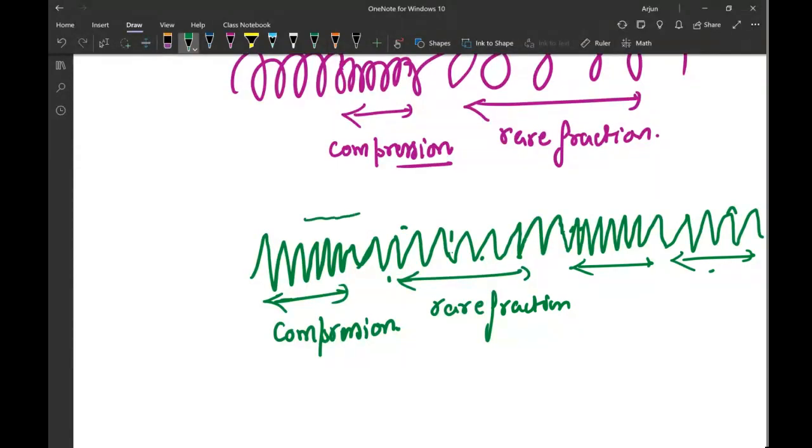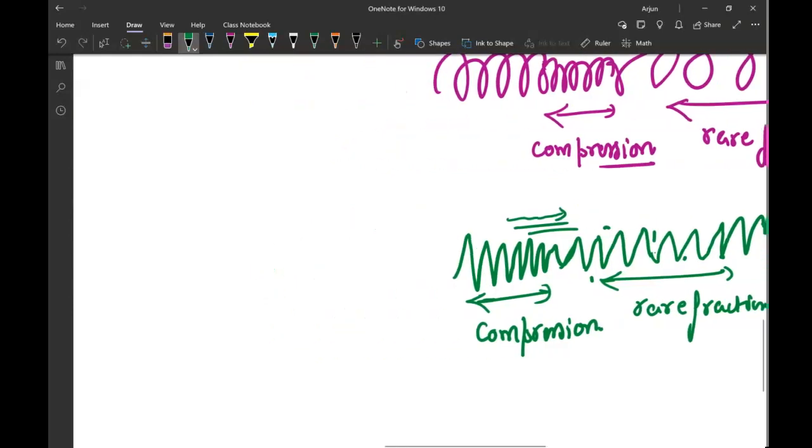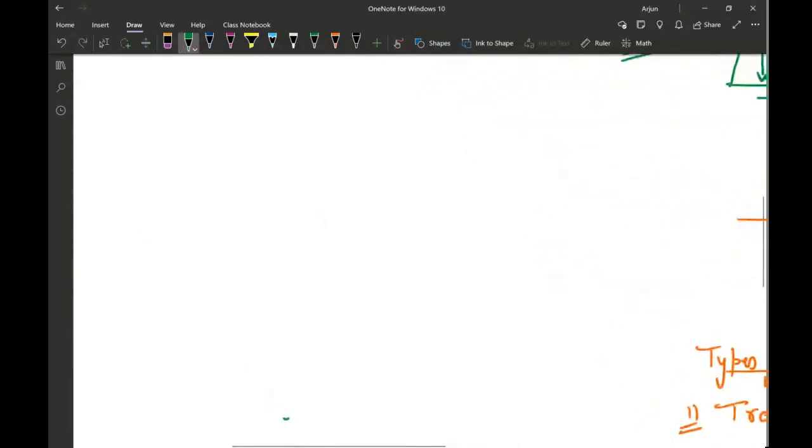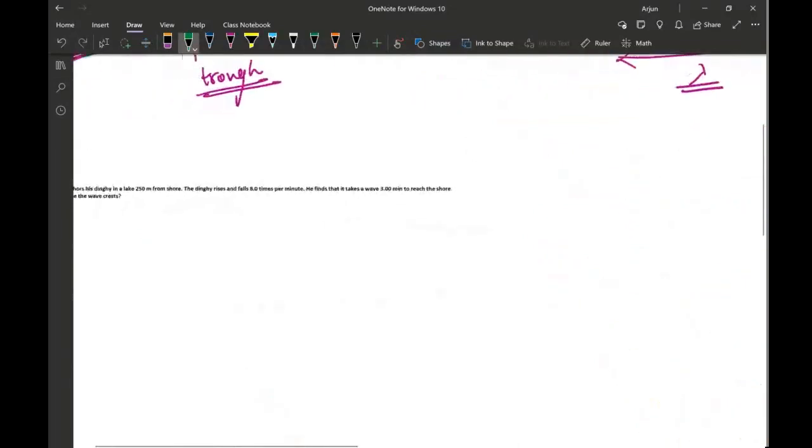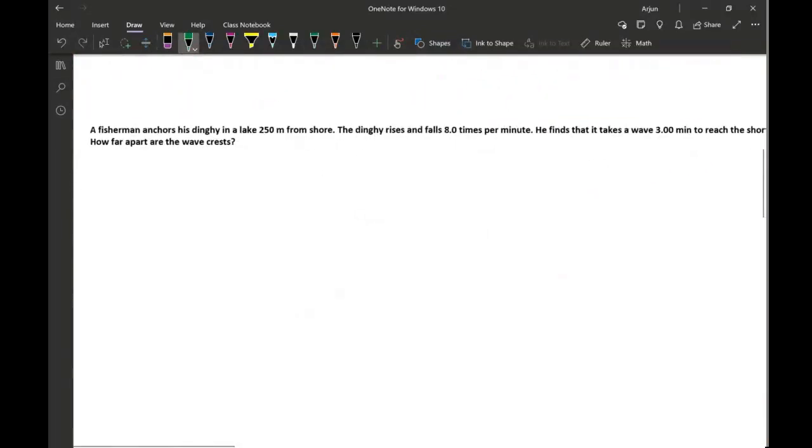And a real life example of this wave is sound waves. Sound waves travel in this format. So hopefully you understood the basics of wave. Now I'm going to talk about some math problems on the topic of wave.